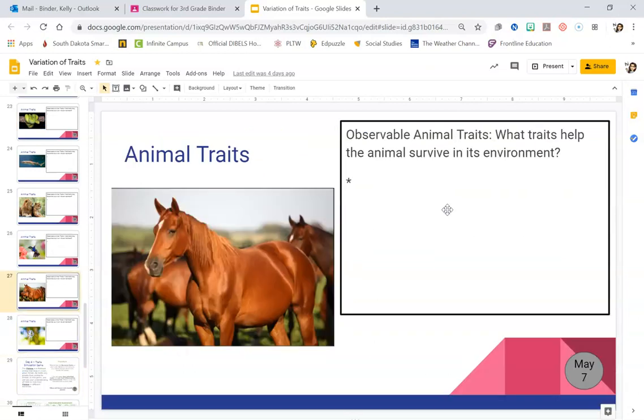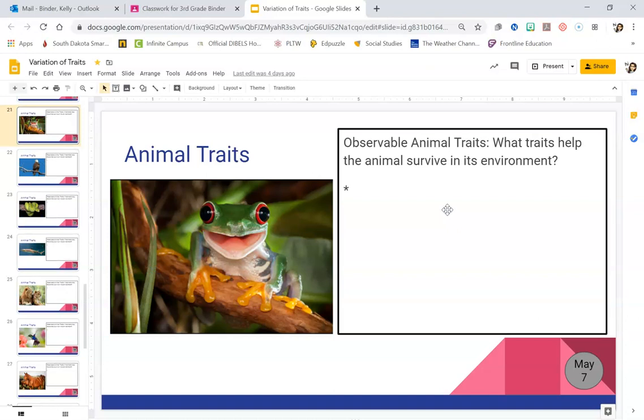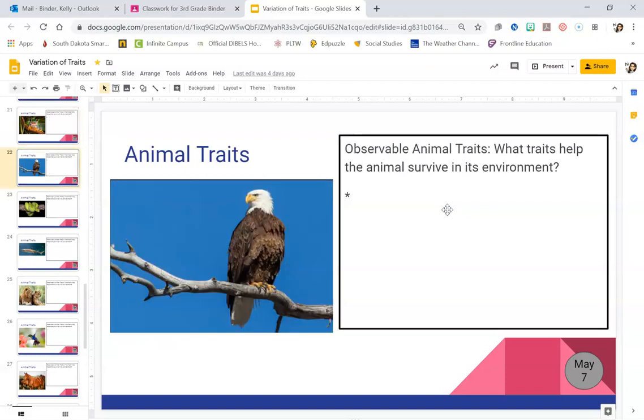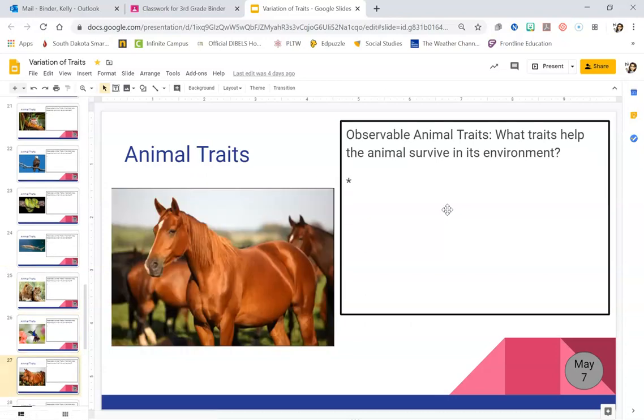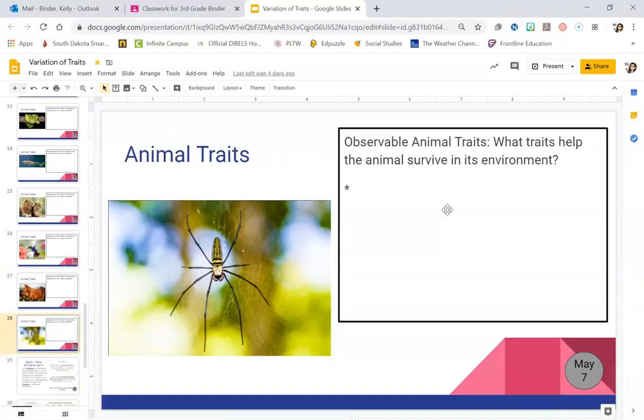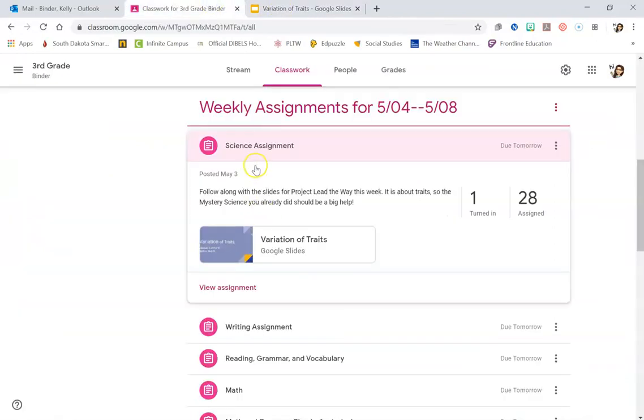All right, so going through these slides with the animal pictures on them, really looking and thinking really hard, what traits do they have that help them survive in their environment? So why are they able to live where they live? What traits do they have to have? All right, so those are your few slides for science today.